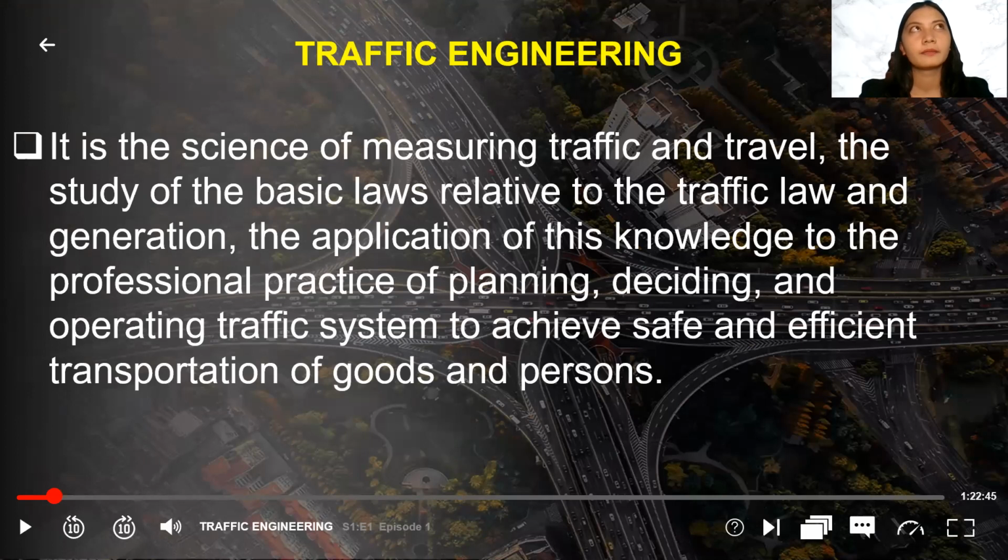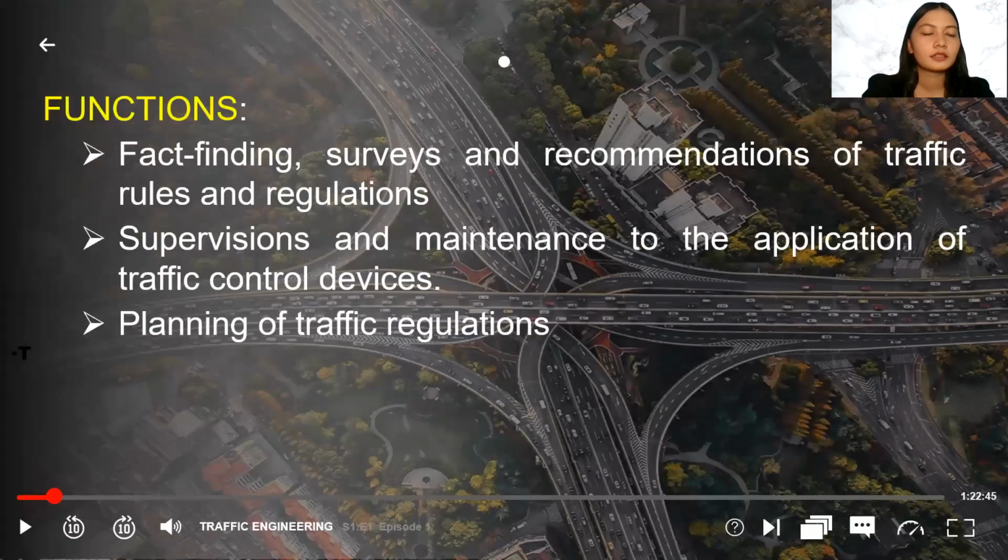So here, the purpose of traffic engineering, they are the ones who are making the road. For example, engineers are thinking of a concept of what roads will be more convenient to drivers to prevent traffic congestion. So here, the function of traffic engineering is fact-finding surveys and recommendation of traffic rules and regulations.